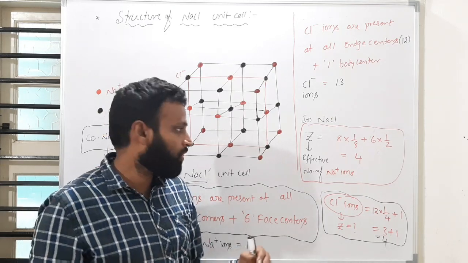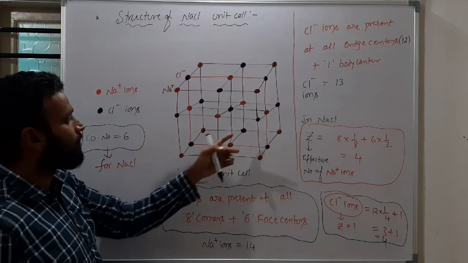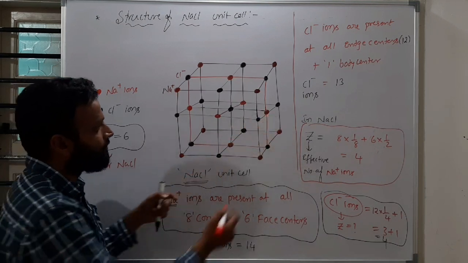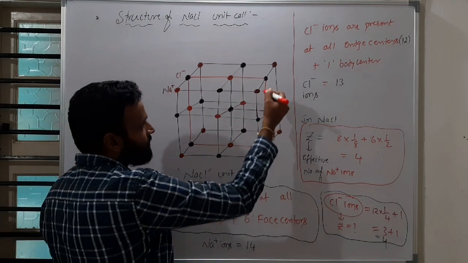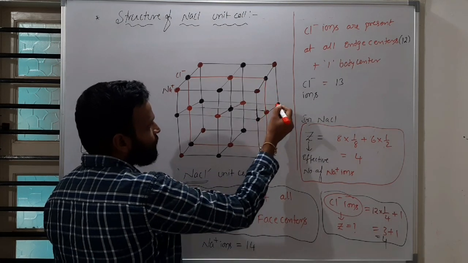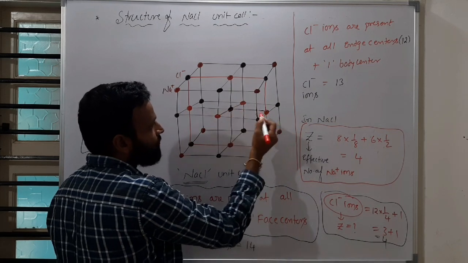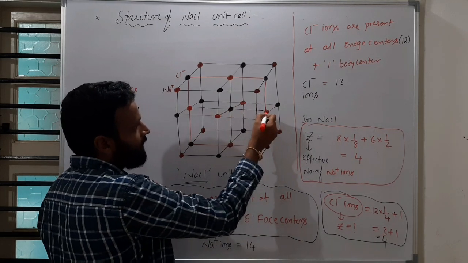So what is the coordination number? It means 6 for NaCl. You can count anywhere. So if you count around Na+, how many Cl- are there? Cl- 1, 2, 3, 4. That means the remaining 2 ways, 1 here. So total 5.